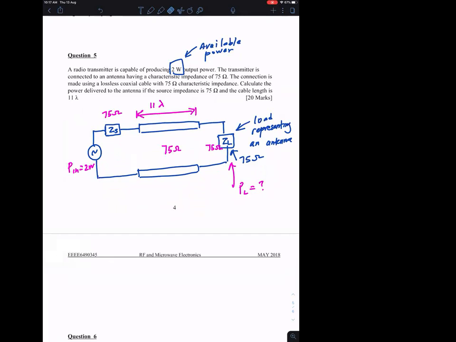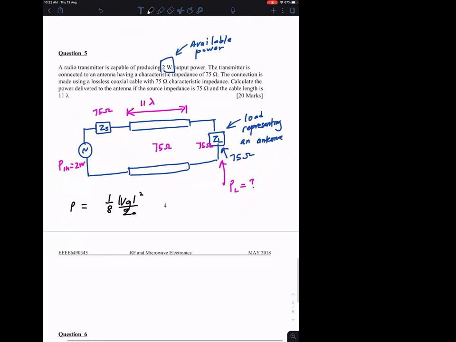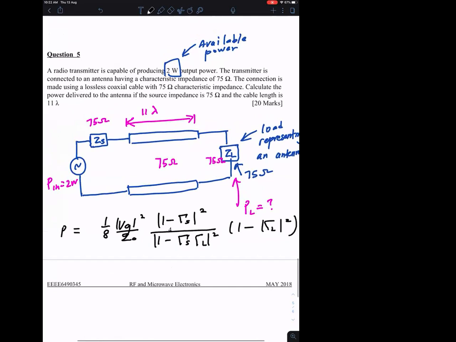Okay guys, I give you a few minutes to think about this. For the lossless case, P_in is P_L, which is 1/8 of Vg's amplitude squared over Z naught. This is the formula that we need to solve this problem.